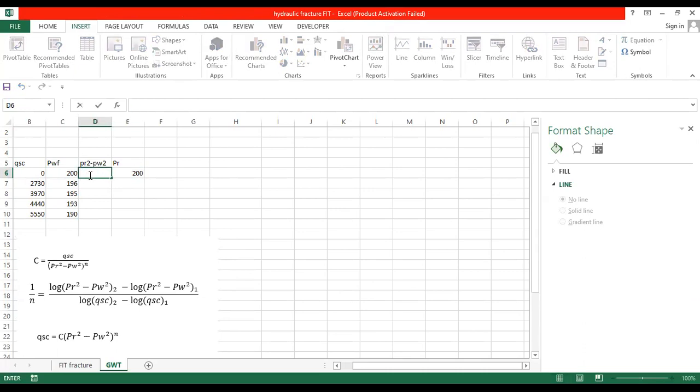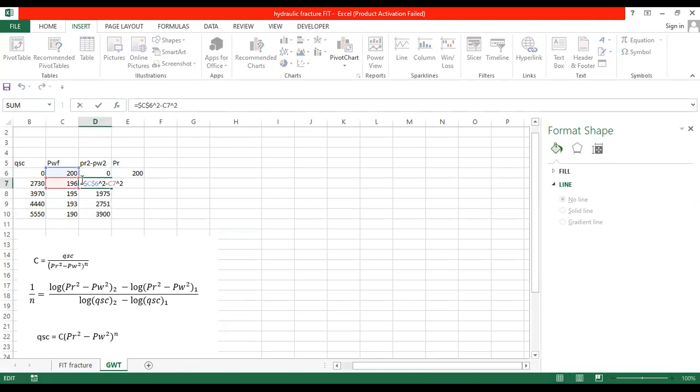To get that value, I can give PR square minus PWF. All the PWF values are over here. The first value is equivalent to PR, and we need PR square. So I'm using the term like this: the first one to the power 2 minus the same term to the power 2. I got the value as 0, but this value is constant, so I am making it constant by giving the dollar symbol. Then after that, I will iterate it further.